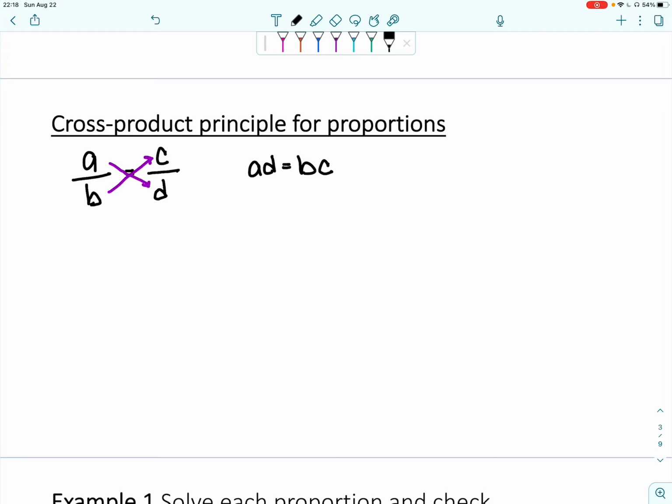So the cross product principle for proportions: if A/B is equal to C/D, then A times D is equal to B times C.